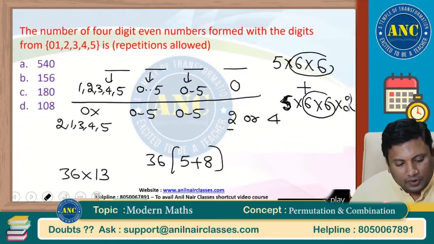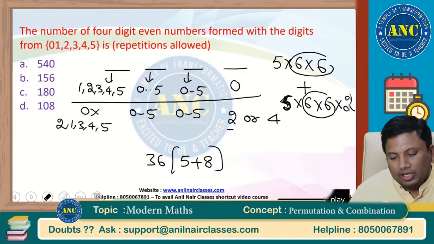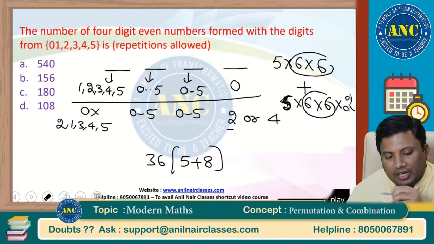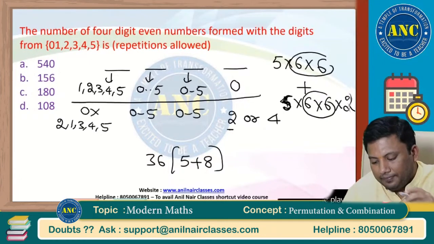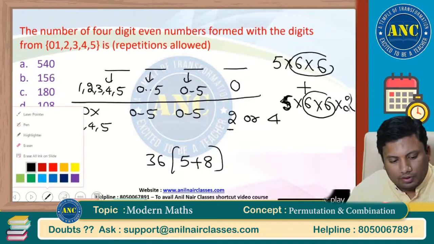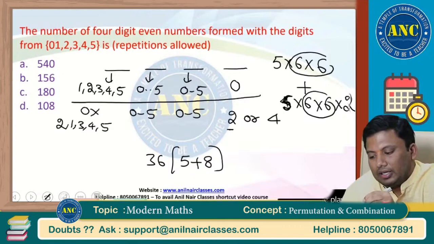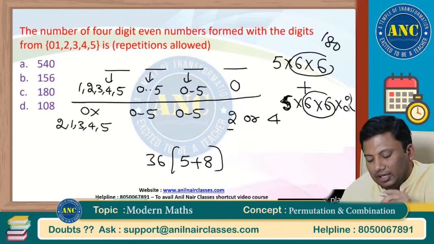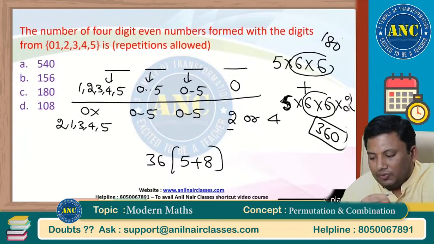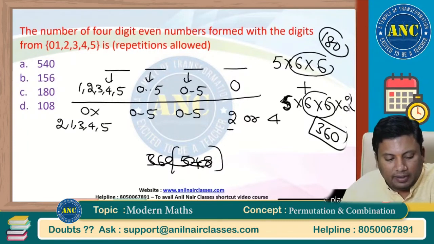One minute, let me erase it. So this is nothing but 5 into 6 into 6. 5 into 6 into 6 is 36 fives, are 180. This is nothing but 36 fives are 180. 36 tens are 360. 360 plus 180, answer is nothing but 540.